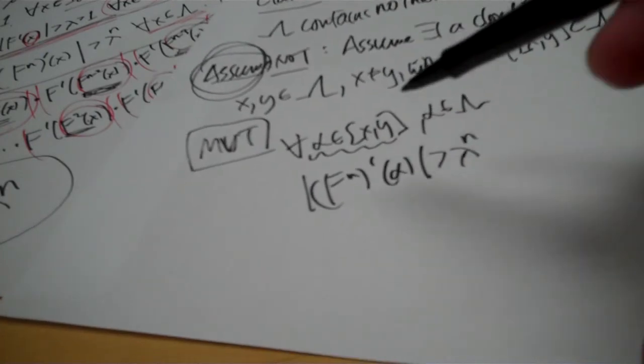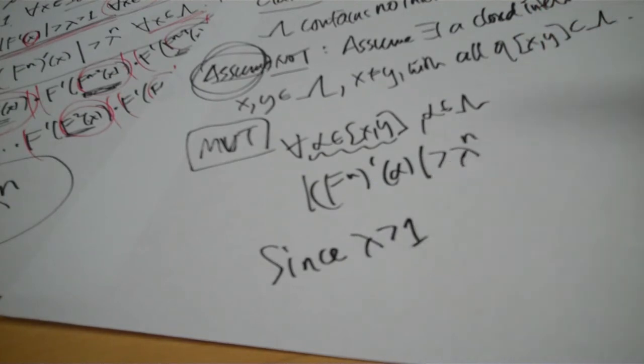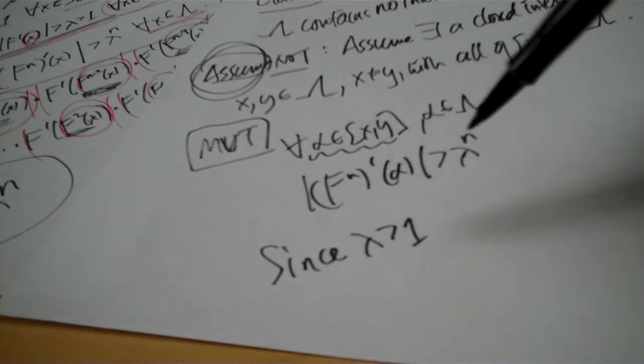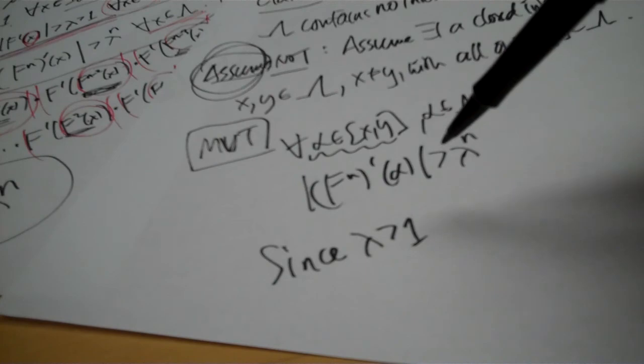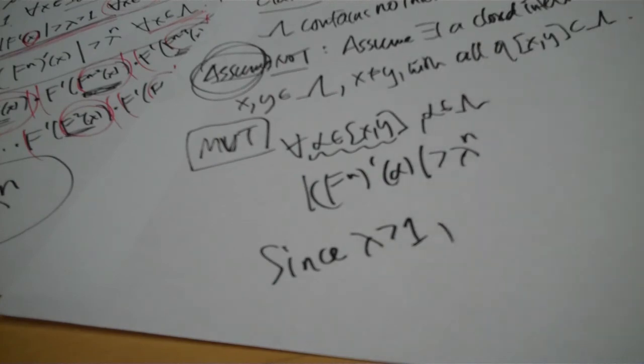So now what are we going to do? We want to make somebody big. Since lambda is greater than 1, and we're using the same lambda. See, that's what's important, the same lambda over and over again. That's why it was important to bound that original derivative away from 1 and then reuse that to get this nth power thing going here. Since lambda is bigger than 1, excuse me for a minute.